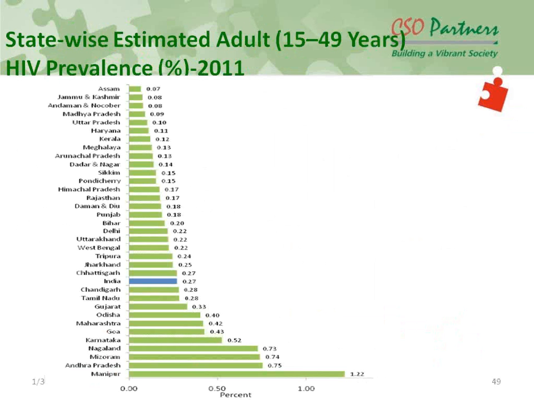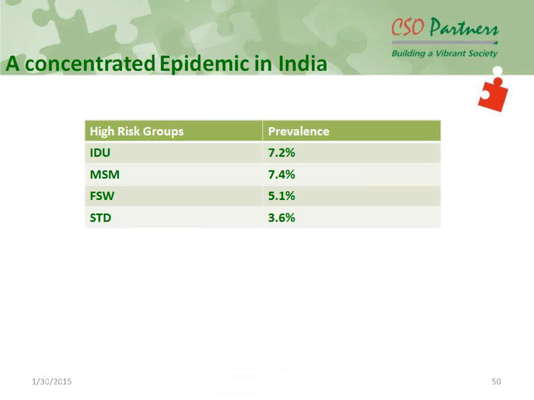Now, let us see the state-wise status. We have the highest number of people living with HIV in Manipur, followed by Andhra Pradesh, Nagaland, Karnataka, Goa, Maharashtra, Odisha, Tamil Nadu, Chandigarh. India's national rate is 0.27. In countries where the prevalence rate is more than 1, we call them highly prevalent countries. India is not a high prevalence country. Only in Manipur is the prevalence rate much more than 1, at 1.22, so in that state we have a high prevalence of HIV infections.